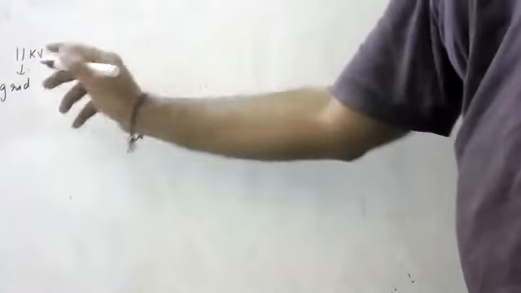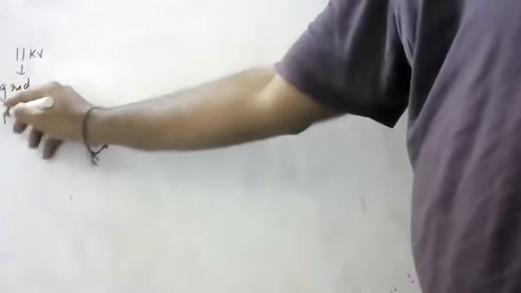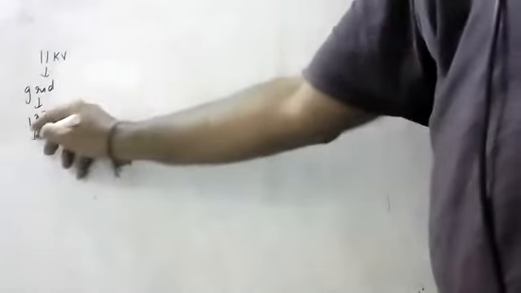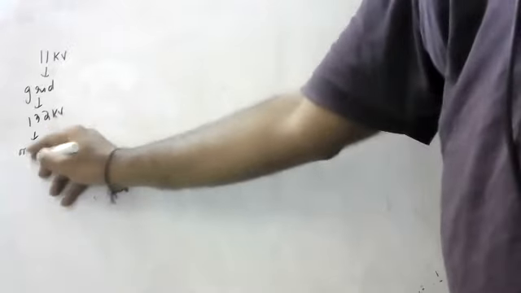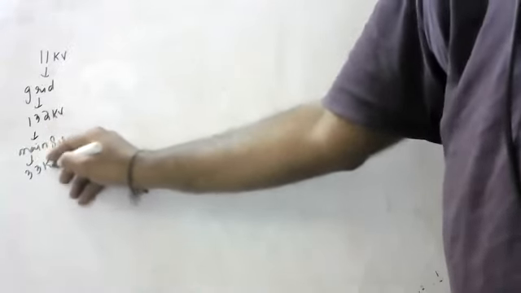In grid substations, 11 kilovolts is stepped up to 132 kilovolts. Using a step up transformer, they will increase the voltage. Then they will send it to the main substation. In the main substation, they will step it down to 33 kilovolts using a step down transformer.